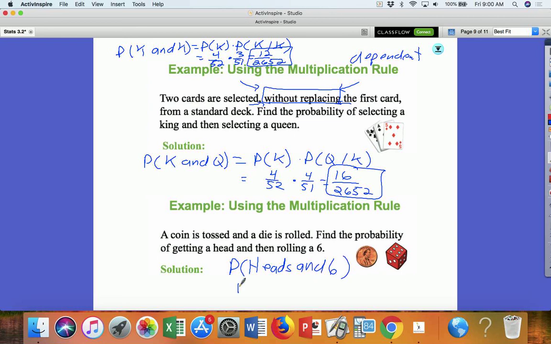So the formula would be probability of rolling heads times, using the independent formula, P of 6. They're not dependent, so we don't need to worry about that given stuff. So this would be probability of rolling heads, 1/2. Probability of rolling a 6, 1/6. So that would be 1/12.